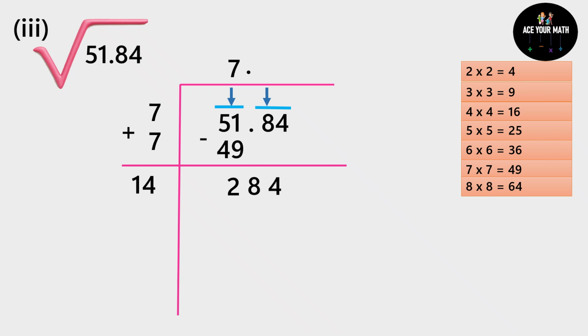So the new number formed is 284. Now try a few combinations with 14. See, 142 twos will give you 284. It means our desired digit is 2 only.